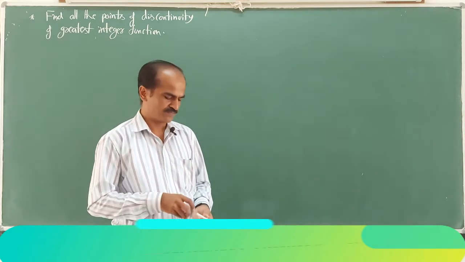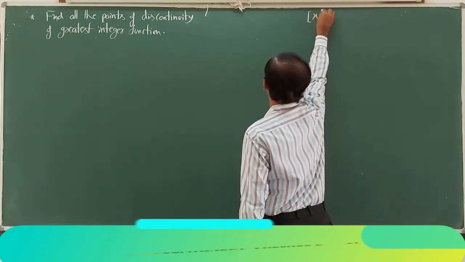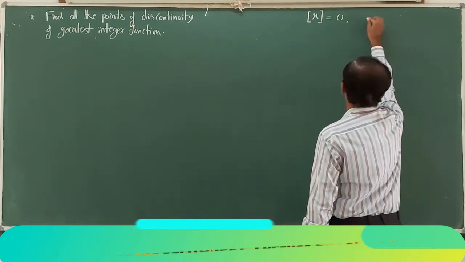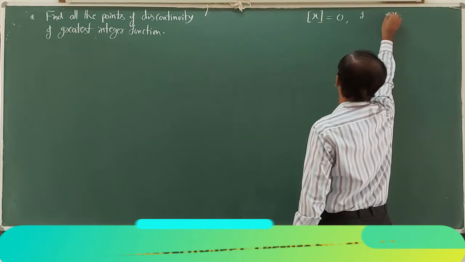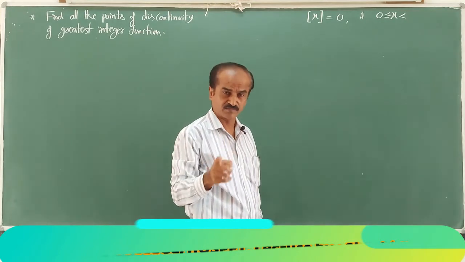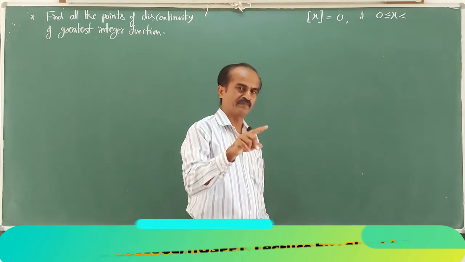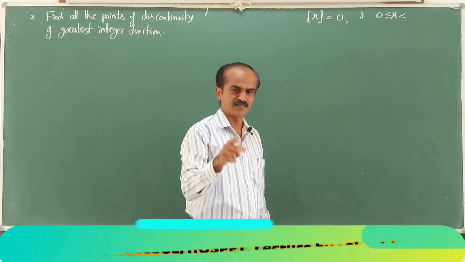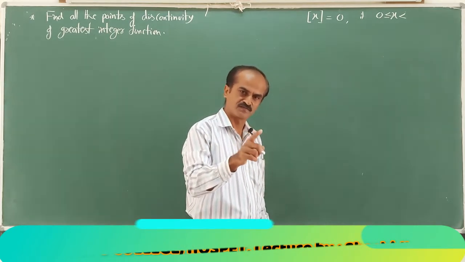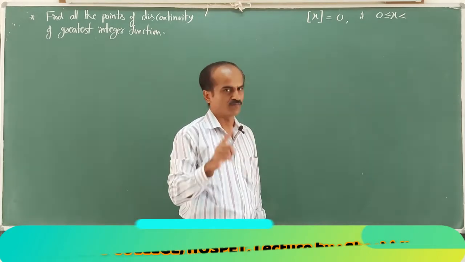To plot the graph, we know already the greatest integer of x will be 0 if x equals 0. When x is 0, the greatest integer of 0 is 0. When x is greater than 0, maybe between 0 and 1, the greatest integer of 0.1, of 0.2, of 0.99, of 0.999, all of them will be equal to 0.